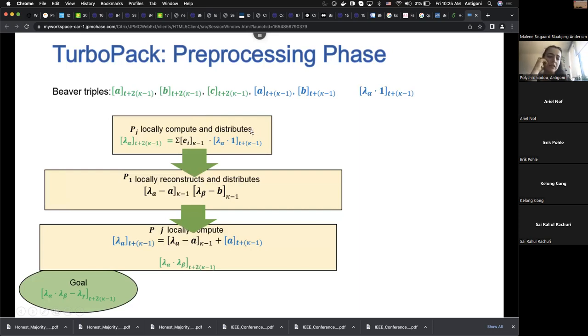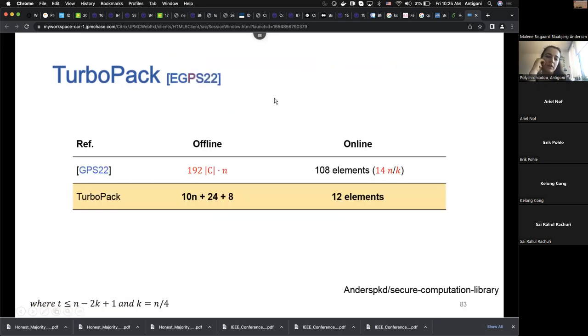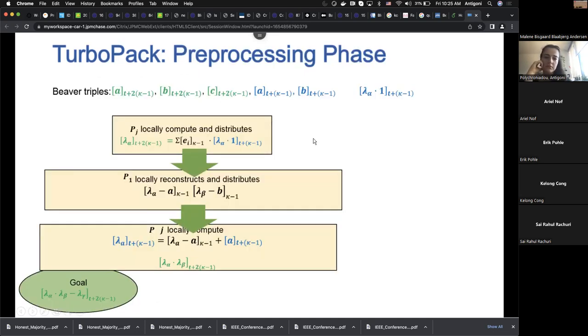Then the parties send these sharings to the king, and the king can reconstruct these values. Remember, here we also have these sharings. So he can reconstruct, and then redistribute lambda A minus A under the new degree, k minus 1. We do this for both lambda A minus A and lambda B minus B, and these are the values that we send to P_j.